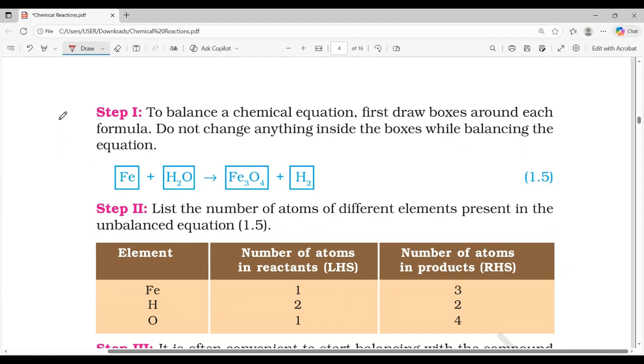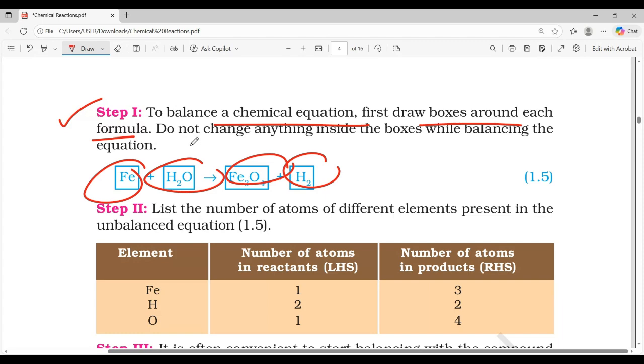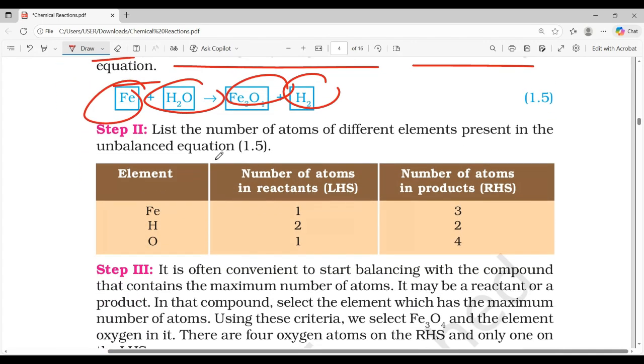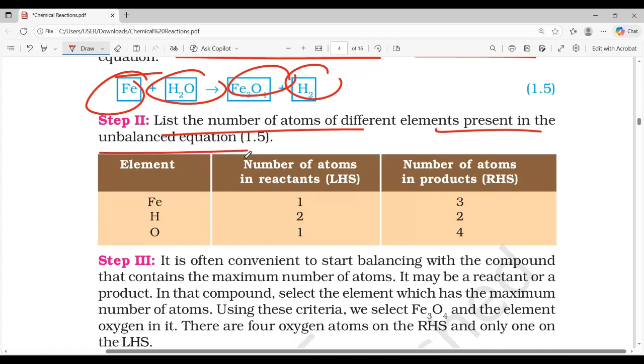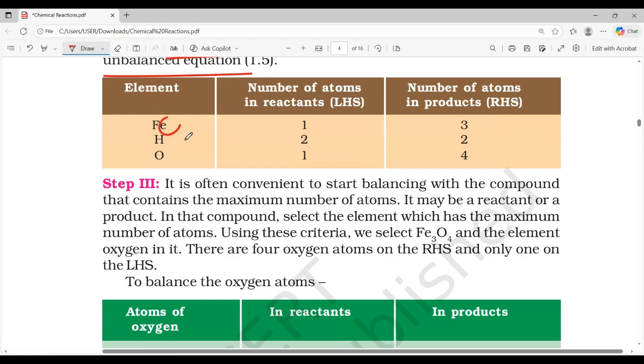Step 1: to balance a chemical equation, first draw boxes around each formula. So you can draw boxes around each of the following formulas. Do not change anything inside the boxes while balancing. Now step 2 is that we have to list the number of atoms of different elements present in the unbalanced chemical equation. So iron, hydrogen and oxygen, we have this.